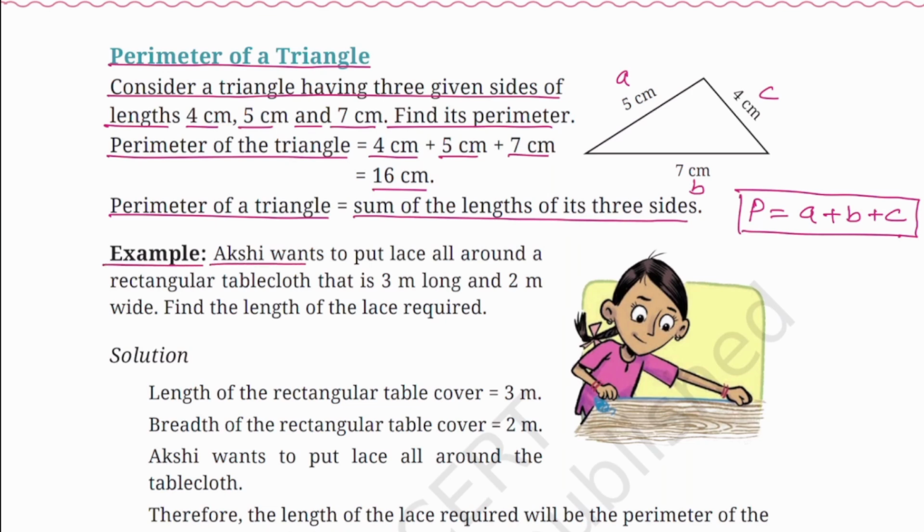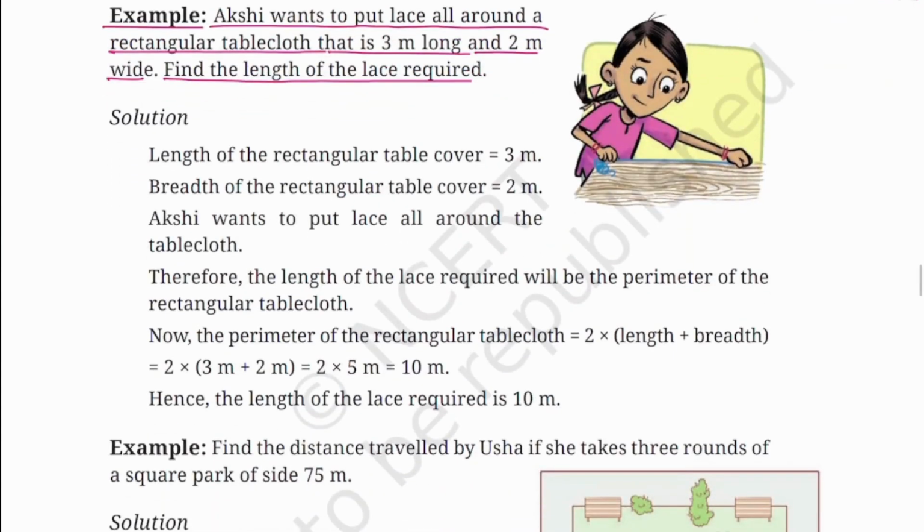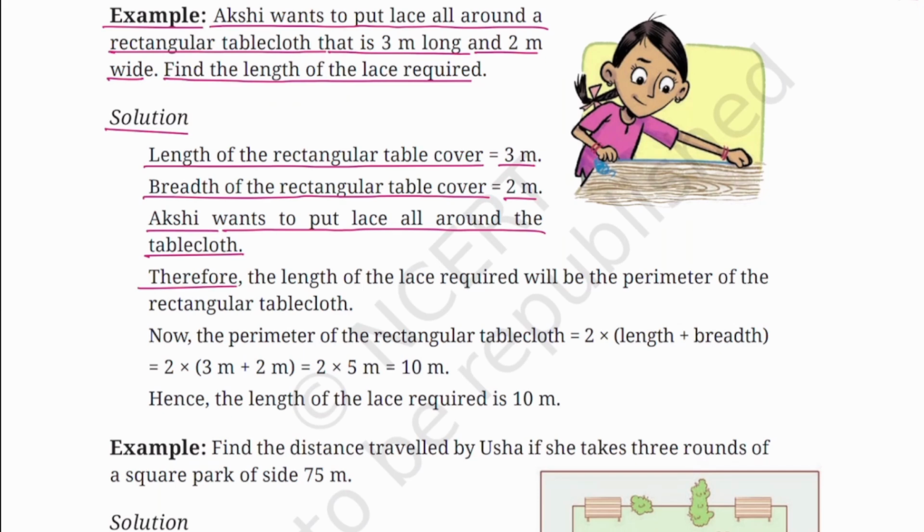Example. Sakshi wants to put lace all around a rectangular tablecloth that is 3 meter long and 2 meter wide. Find the length of the lace required. Solution. Length of the rectangular table cover is equal to 3 meter. Width of the rectangular table cover is equal to 2 meter. Sakshi wants to put lace all around the tablecloth. Therefore, the length of the lace required will be the perimeter of the rectangular tablecloth.